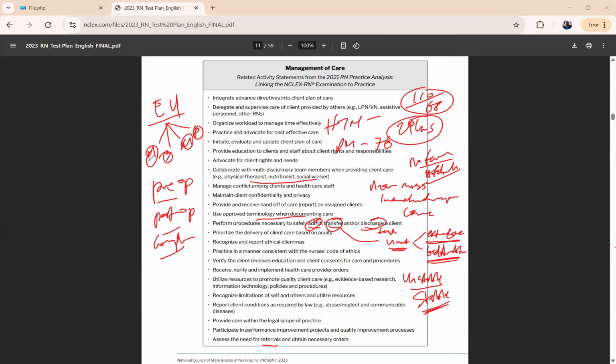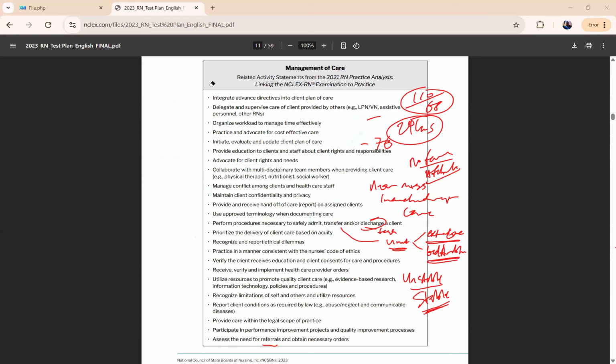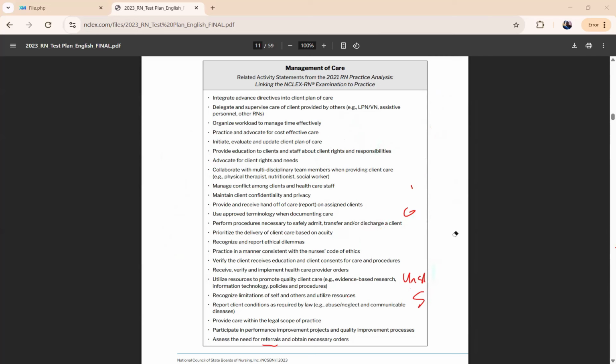Now, what you also need to know is prioritization. Prioritize the delivery of client care based on acuity. That is prioritization. But we are going to do that not in this session, we are going to do that in another session. For prioritization, one thing you need to know is that we don't prioritize based on their diagnosis. We prioritize based on what the patient is experiencing, never based on their diagnosis. I'm still going to share more information in another video, but not this one.